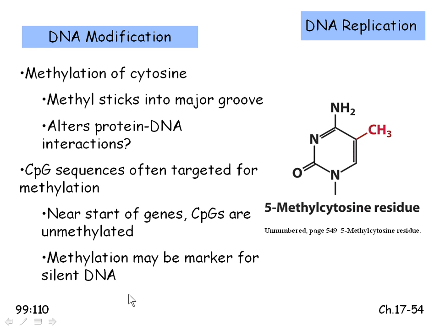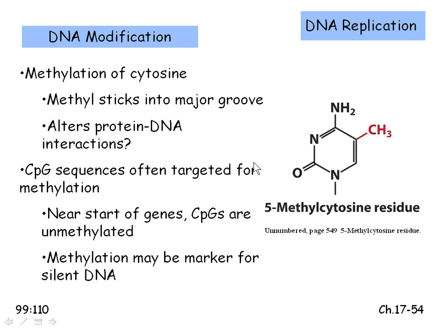So like proteins can be modified, DNA actually can be modified as well. And it turns out that cytosine can actually have a methyl group added onto it. So here we have a picture of a 5-methylcytosine, where the cytosine has this additional methyl group on carbon 5. And this methyl sticks into the major groove of the DNA. And as a result, this methyl group alters interactions, or could potentially alter interactions, between proteins that bind to the major groove of the DNA.